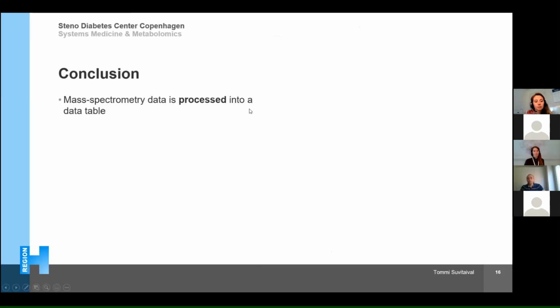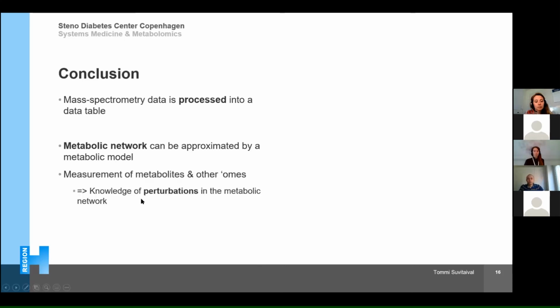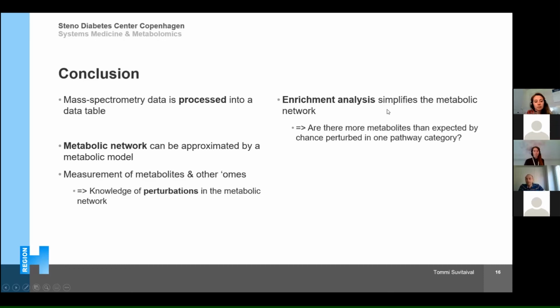So we need processing of the data to start with, and we can use metabolic models to explain the metabolic networks. And when we measure omics, we can actually understand what is going on in the network, what is changing. Enrichment analysis is basically a simplification of this approach, where we just look at groups of metabolites together and try to see: do they change coherently or not?